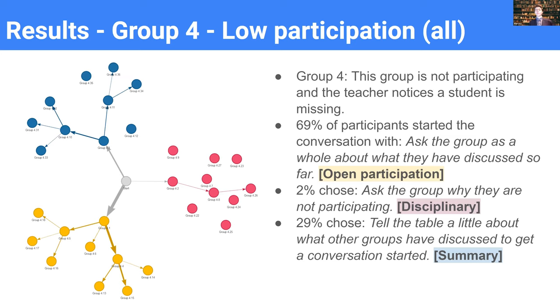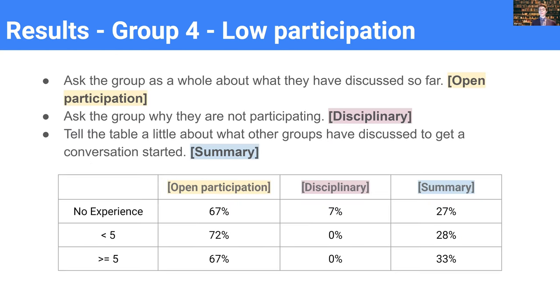In group four, this group is not participating at all, and you notice that one of the students has actually gone to the bathroom during the discussion. So you can start with an open participation, a more disciplinary statement, or summarize what other students said. And we see that only those with no experience take the disciplinary track, but those with any teaching experience have a sort of even split between an open participation question or summarizing what others have said.